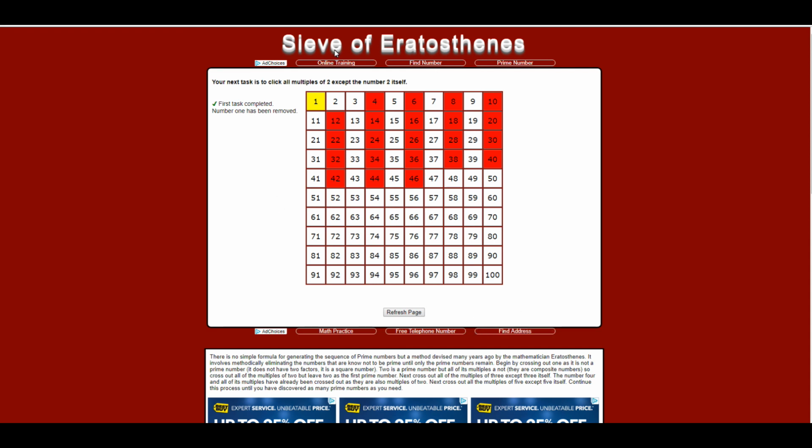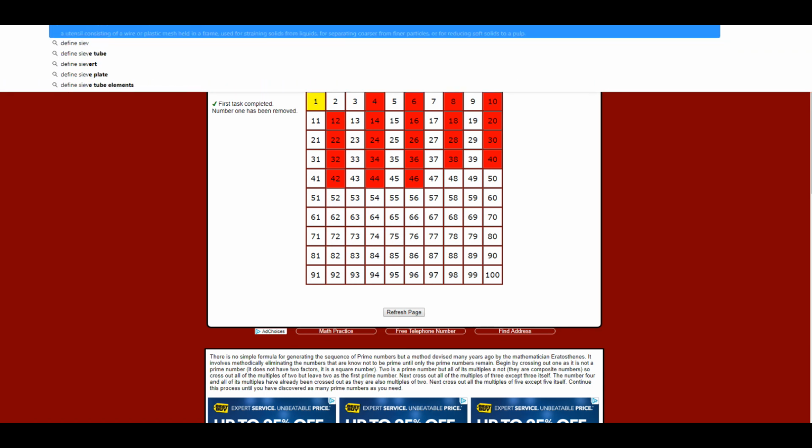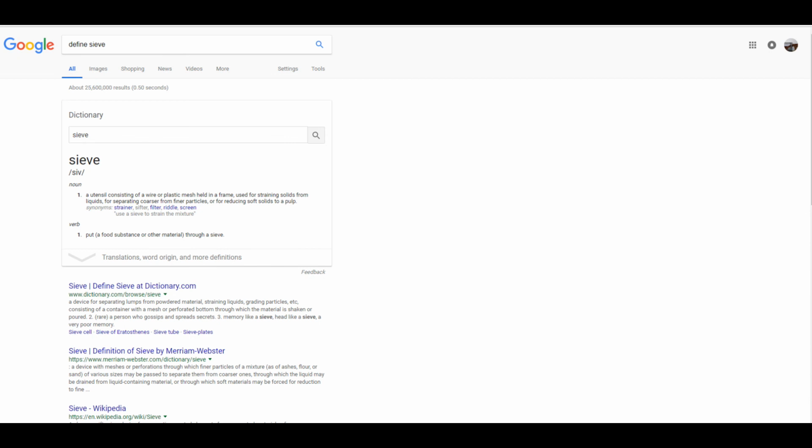And just so you guys know, the term sieve is I think it's kind of like panhandle. You know, it's got a wire or plastic mesh held in a frame used for straining solids. So you're straining the composites out to leave behind the primes. Just kind of like when you're panning for gold. You take a bunch of dirt in and you have some water there and you just shake the dirt through the mesh until all that's left behind are the gold flecks.